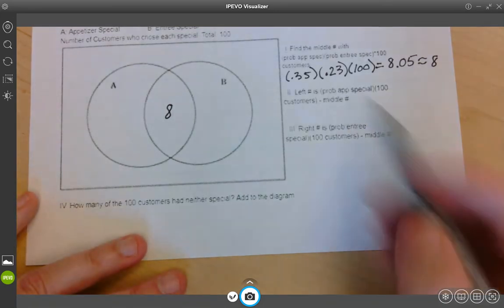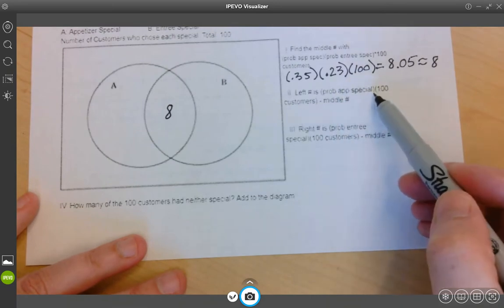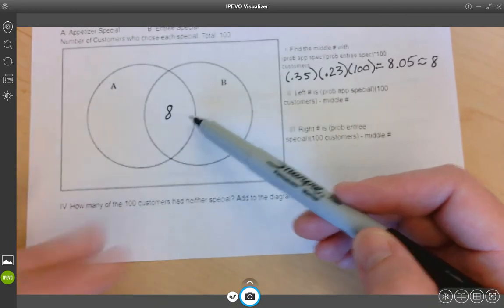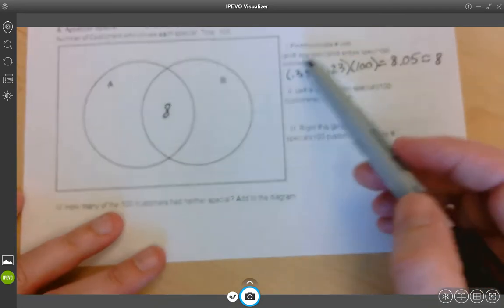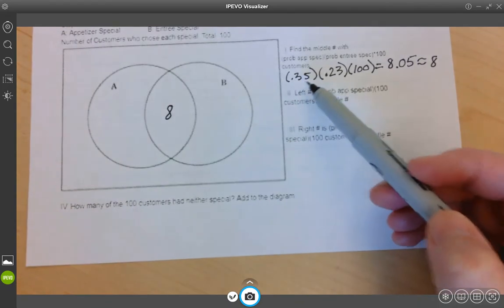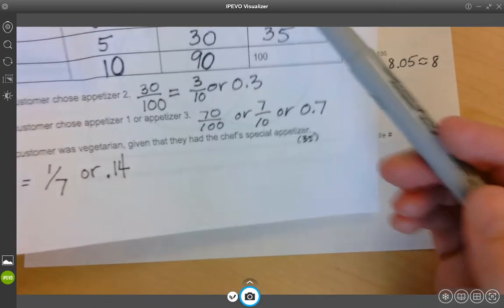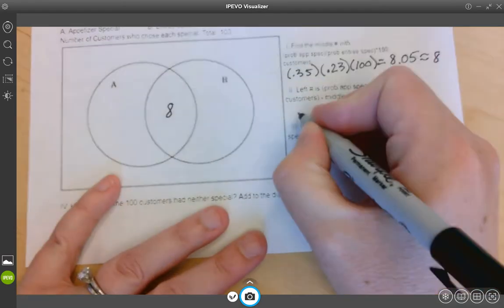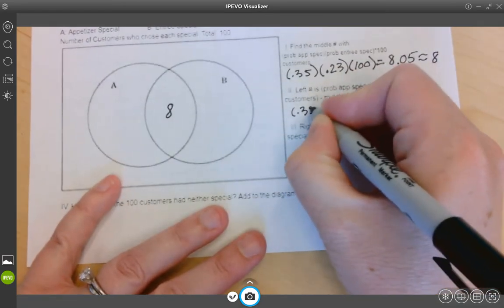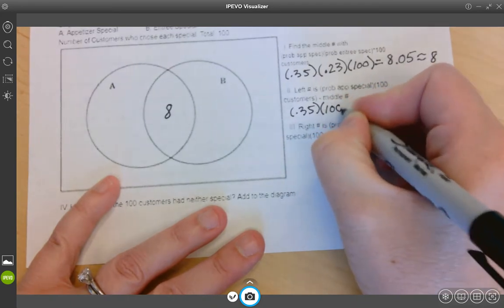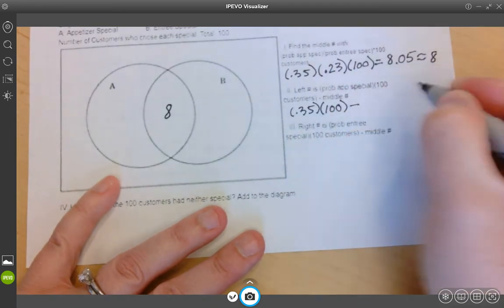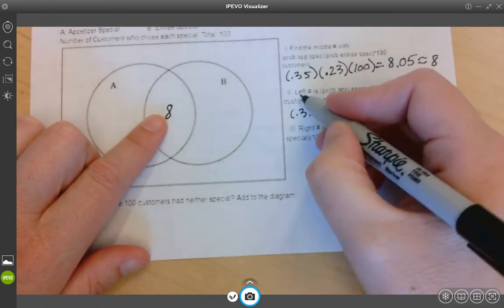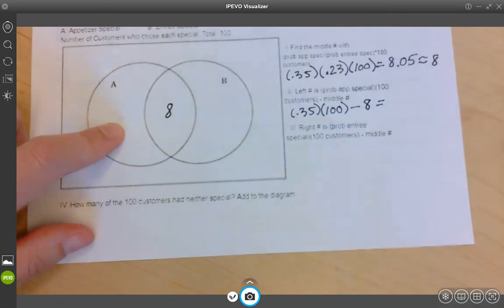All right, for the left number, it's going to be the probability they got the appetizer special times 100 customers, and then we'll subtract out the middle number because we already counted those people. So the appetizer special, that was the 0.35. Remember, we said 35 out of 100 people got the appetizer special. So it's 0.35 times 100. And then we subtract out the middle number that we just got, 8. And that's going to tell us how many people are on the left for the appetizer special.